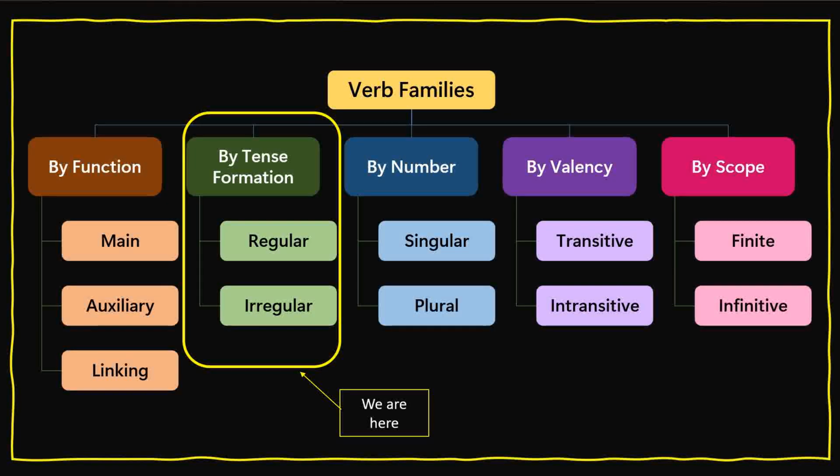In our previous videos, we have seen various kinds of verbs based on their functions. We started with main verbs, we continued with auxiliary verbs, which included both primary auxiliaries and modals. We ended the functions with linking verbs. In today's video, we are going to see the classification of verbs based on their formations. Yes, we are here today to discuss regular verbs and irregular verbs.